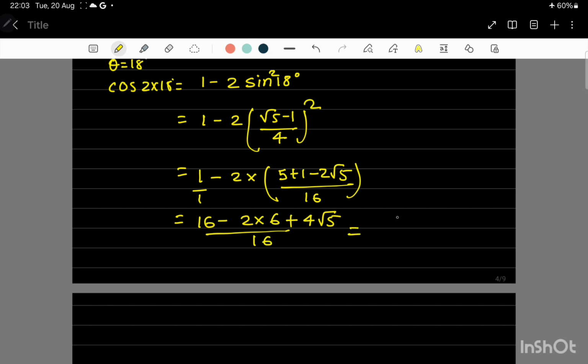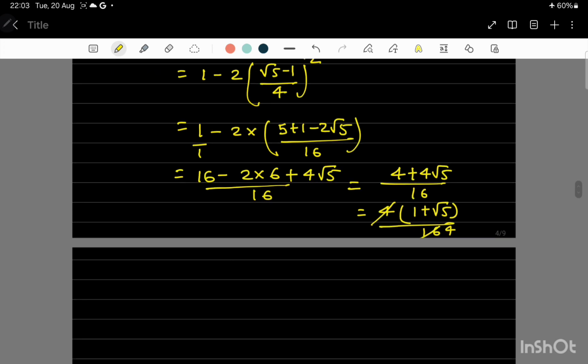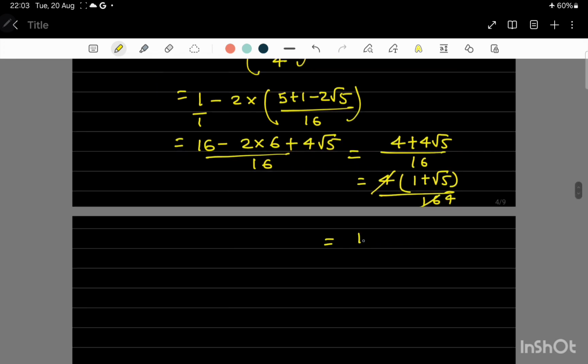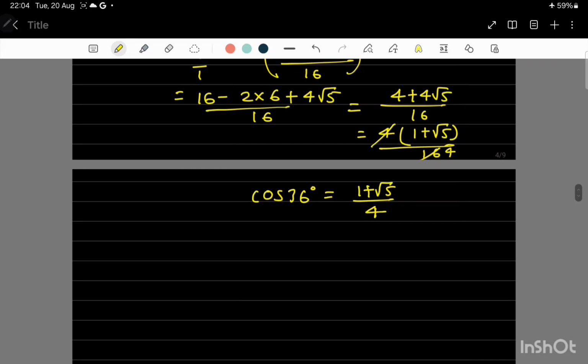So 16 minus 12 is equal to 4, plus 4 root 5, divided by 16. If you take 4 common, this value becomes (1 plus root 5) by 16, so 4 by 4 is 16. So the final answer is (1 plus root 5) by 4. So cos 36 degrees is equal to (1 plus root 5) by 4.